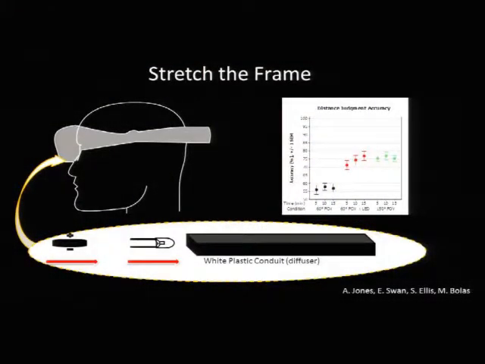And finally, this is the most exciting thing we're doing so far in the lab. You can stretch the frame through perceptual tricks. Here, Adam Jones is a new postdoc in the lab. He came from MSU. And he found that if you just diffuse some white light at the bottom of the head mount, you can make it feel like it's a wide field of view head mount.